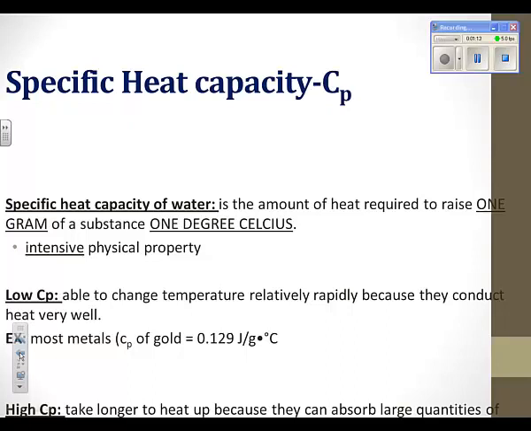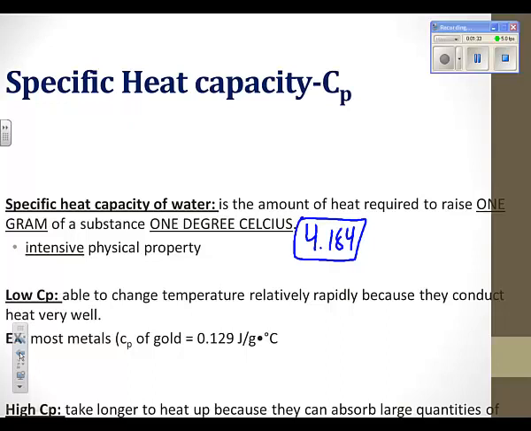But this is an intensive physical property, which means it's not going to change depending on how much we have. So specific heat of water is always going to be the same constant, which is that 4.184 that we talked about in the last video. You need to know that. It's on your formula chart, but you're going to use it a lot, so you might as well go ahead and memorize it.